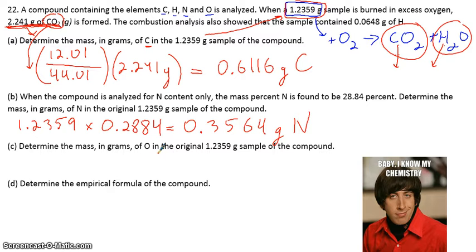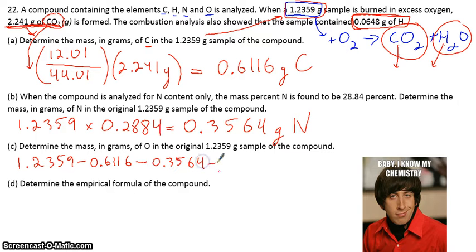Next, they ask us to determine the mass of oxygen in the original compound. Now they tell us that we also have some hydrogen. The hydrogen amount they told us here is 0.0648. Since we have 3 of the 4, if we subtract all 3 from the original, we'll get what's left over, in other words, oxygen. So take the original amount, 1.2356, and subtract what we know so far. We know carbon, 0.6116. Subtract also nitrogen, 0.3564, and also subtract hydrogen, which is the rest of it, 0.0648, and this should give us a total of 0.2031.